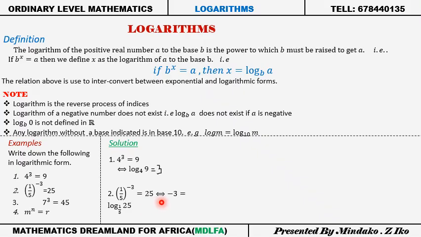Here is the same thing. So this is actually the log form. The log form will be equal to the power to which the base was raised when the equation was in index form.